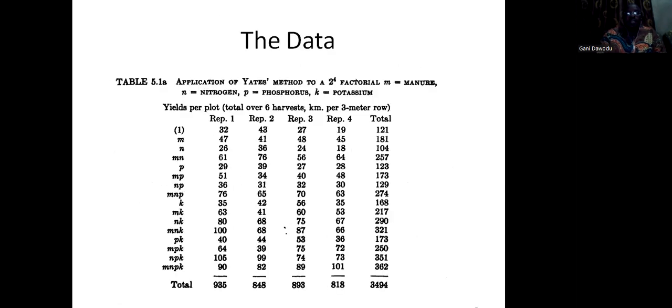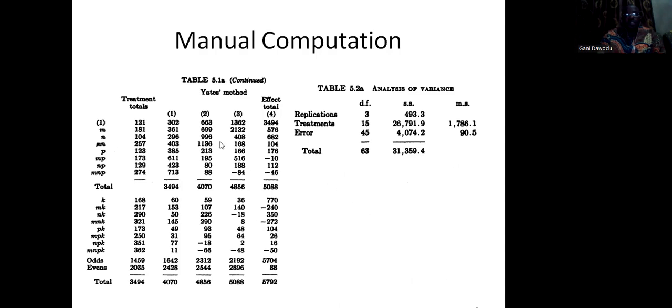Okay. Now the data. This is the data. These are the main effects, the two-level interaction, three-level interaction, and the four-level interaction. This is none. Okay. And these are their totals, summed over the replicates. These totals are the ones you see here.